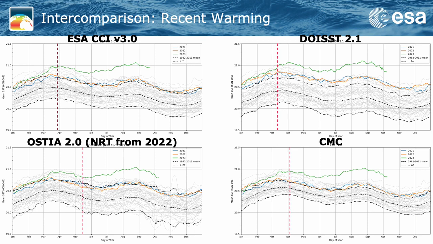Furthermore, DOI SST shows the temperatures at the end of March at 22.1 degrees, about 0.2 degrees warmer than the previous DOI SST record. However, in the other three datasets, the end of March temperature was at or below 21 degrees and comparable to temperatures seen in 2016 and 2020. Also, when we look at the temperatures in the years 2021 and 2022, we see that it is close to the mean plus 2 sigma line in the CCI, OSTIA and CMC datasets, while in DOI SST it was already 0.1 to 0.2 degrees above the 2 sigma line.